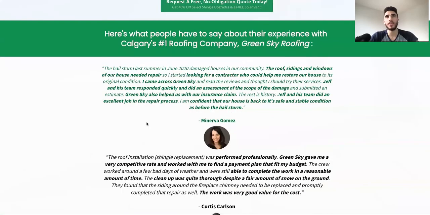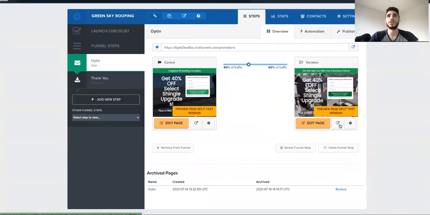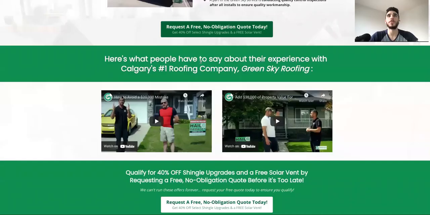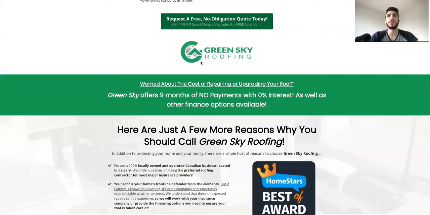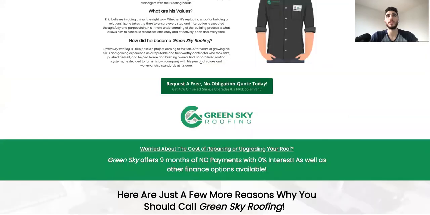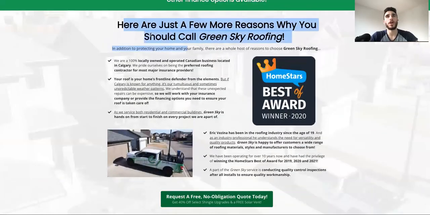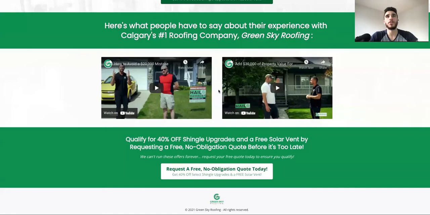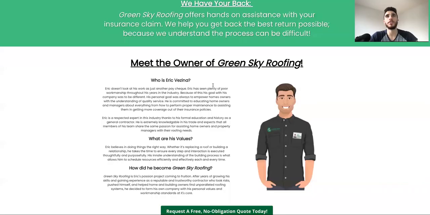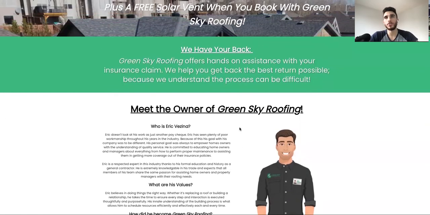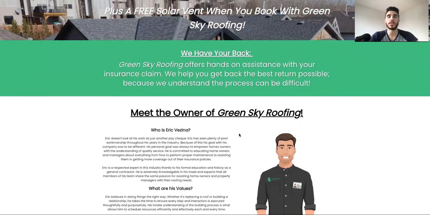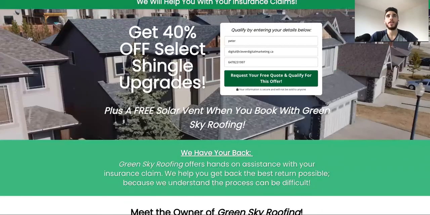It's a little bit lengthy, but this is why we also do a split test. So this should be a little bit shorter. Yeah. So you see how it's a little bit shorter, guys? We took out the part about the solar vent and we kept the part about why you should work with Green Sky Roofing, a little bit more videos, and about the owner. Usually we do it about the company, but in this case, we did about the owner. And offer, submission form, back-end offer, and main benefit point.